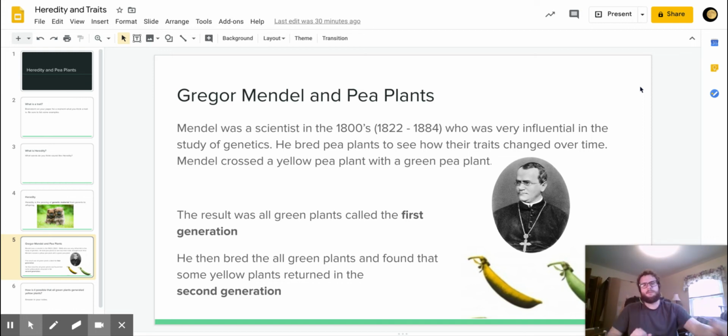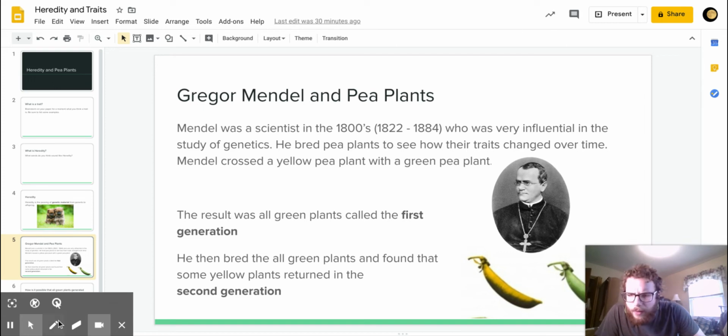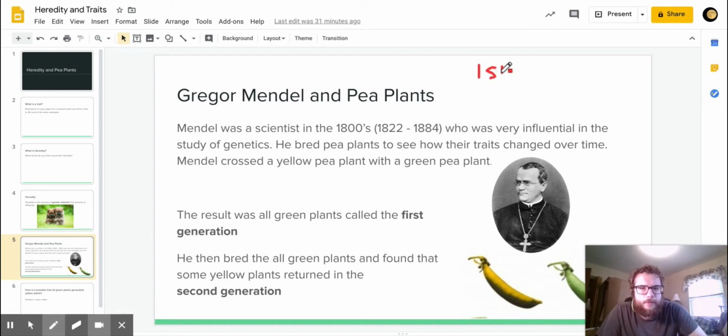So let's kind of go through a little bit of a drawing. Forgive my mouse drawing here. The parents are one yellow and one green. Now he bred those together and he got all green. You guys know how bad I am on an actual whiteboard. This is 10 times harder. Okay, so the next generation is all green.